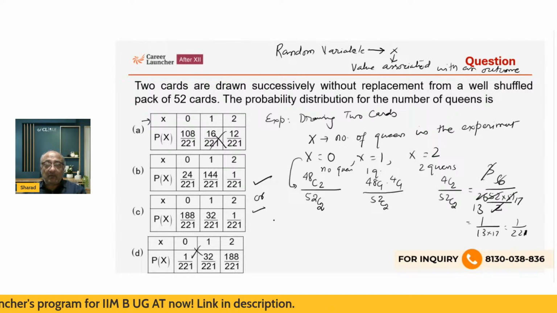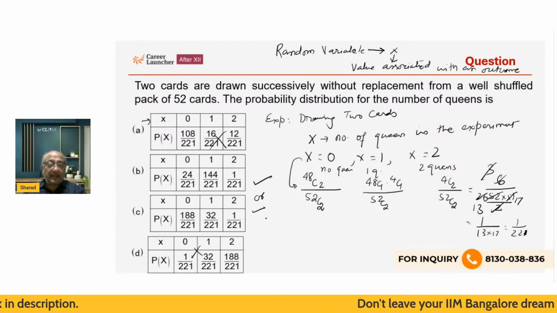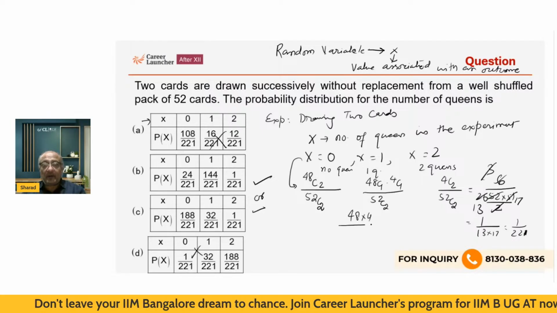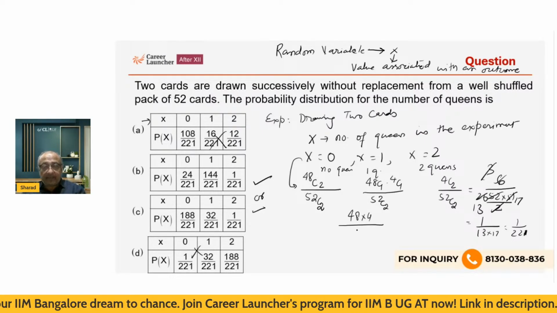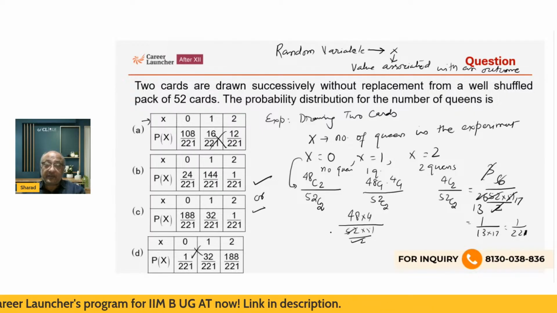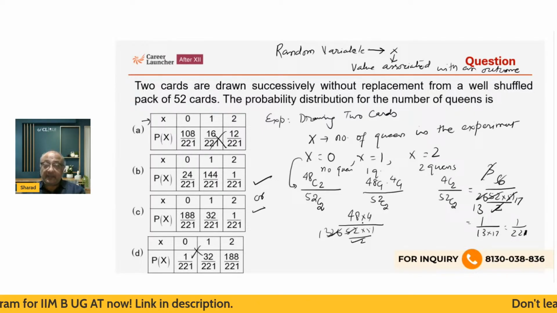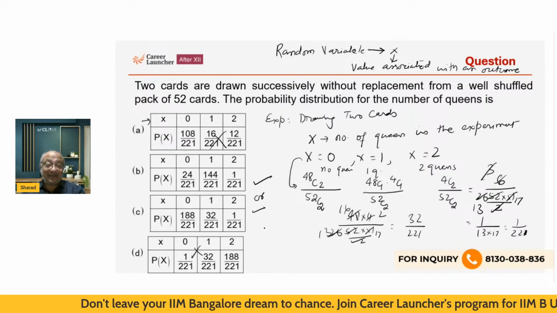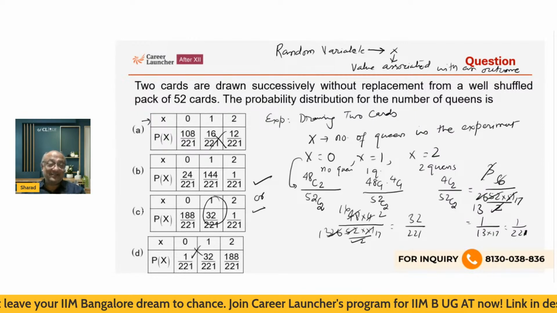So let us now compute an easier one first. Easier one by looking at these numbers, this 1 and 2. Let us compute 48C1 and 4C1. This is 48 into 4 upon, from here I will write 52 into 51 by 2. This is again 26. This is again 13. So this will become 2. From here this is 16. From here this is 17. So this is nothing but 32 upon 221. So I have got here, this is my answer.